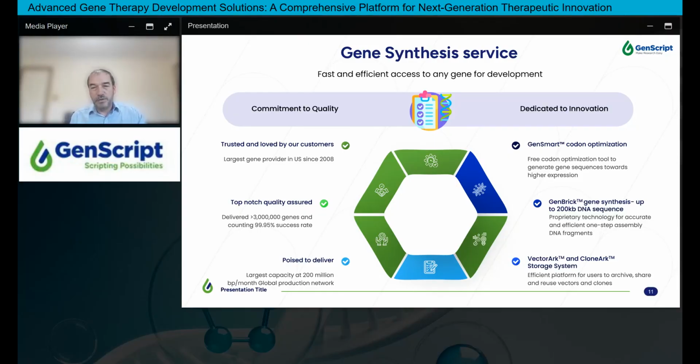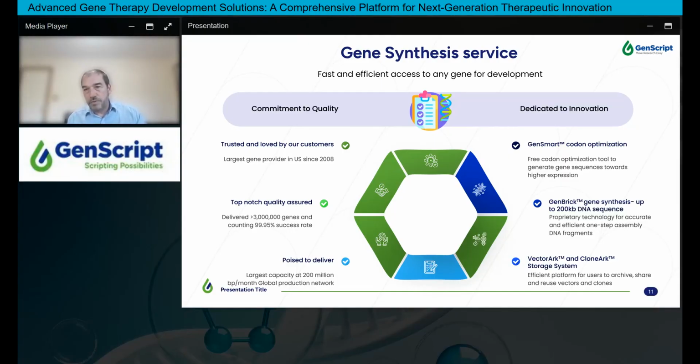We have delivered over 3 million genes so far with a 99.95% success rate. And we have very large capacities to synthesize genes. We can synthesize over 200 million bases per month. And we have a global production network, as I mentioned, with multiple manufacturing sites in different regions in the world.